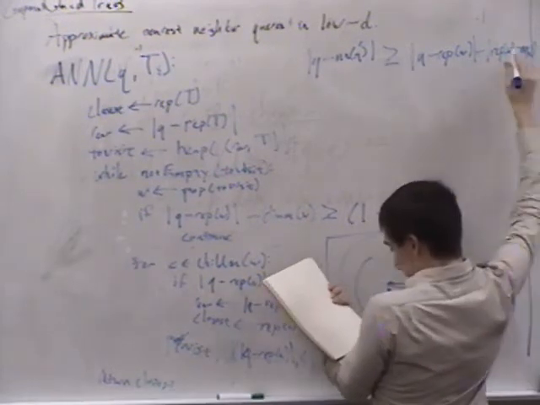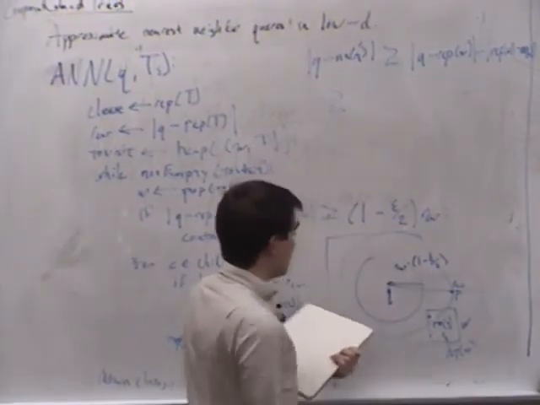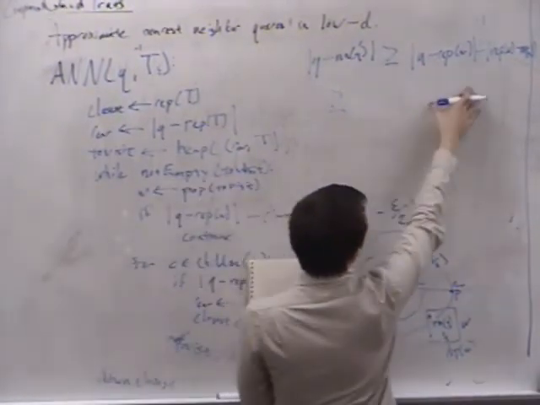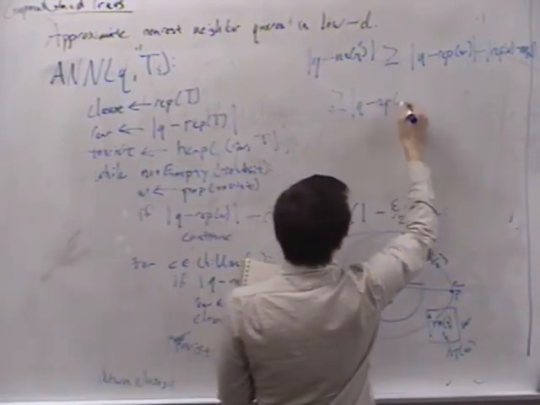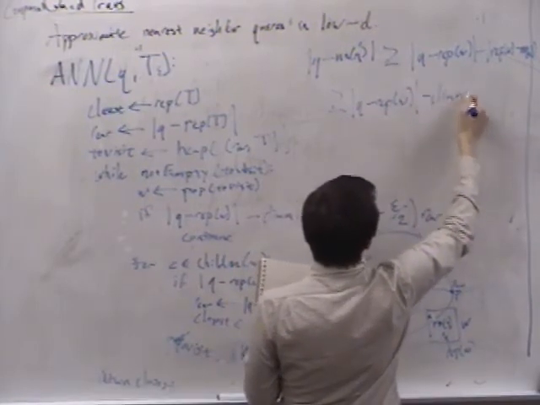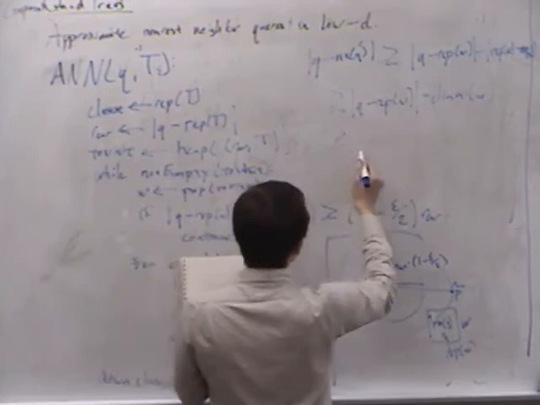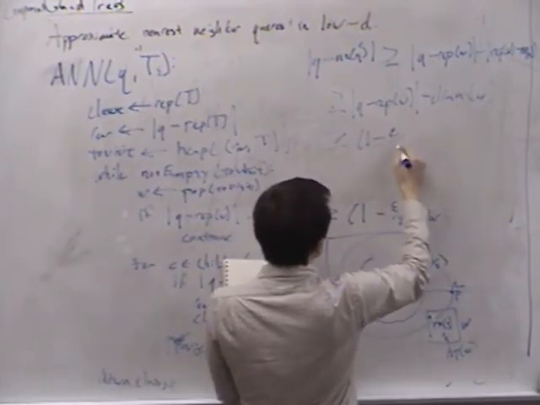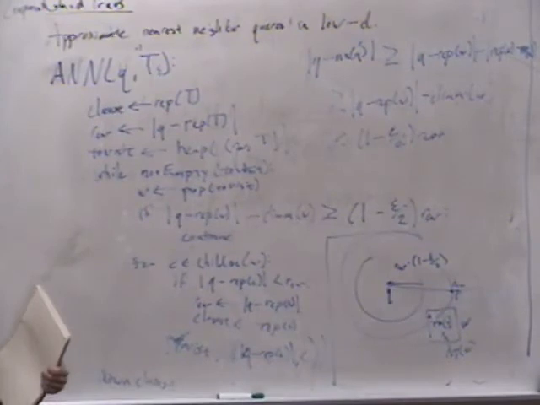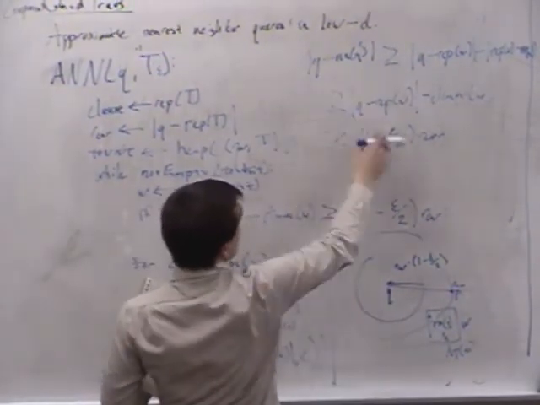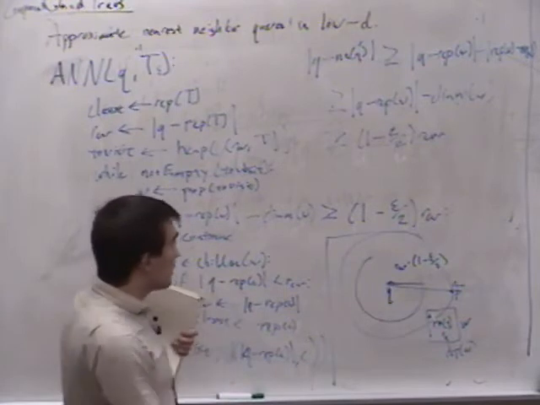This distance here is at least the diameter of this box. So this thing had better be greater than or equal to the diameter, because I'm subtracting that. So this is the diameter of w. So this is q minus rep w minus the diameter of w right there, which is greater than or equal to 1 minus epsilon over 2 times r cur, because that's where this loop invariant comes from. So this means that whatever the distance was to the nearest neighbor of q, it has to be greater than or equal to 1 minus epsilon over 2 times the current best parameter we found so far.